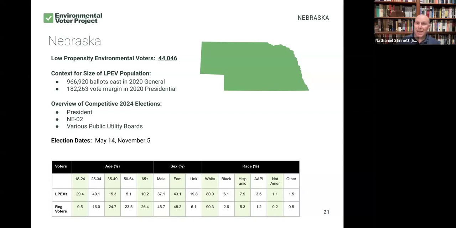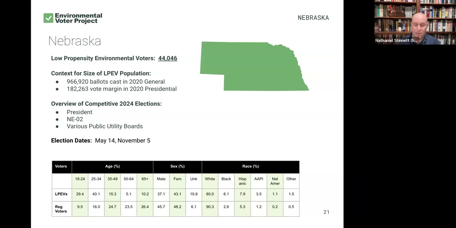Nebraska is a public power state. Power generation is publicly owned. And that means there are elected public utility commissioners and public utility board members who often make decisions about things like, I don't know, whether to shut down a coal-fired power plant or whether to change the mix in the electricity that's generated in a particular district. A lot of those elections are coming up, many of them on May 14th to coincide with the state primary, and many again on November 5th with the general election.